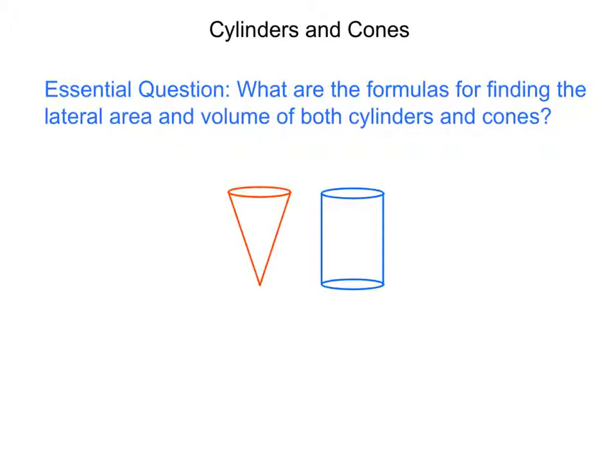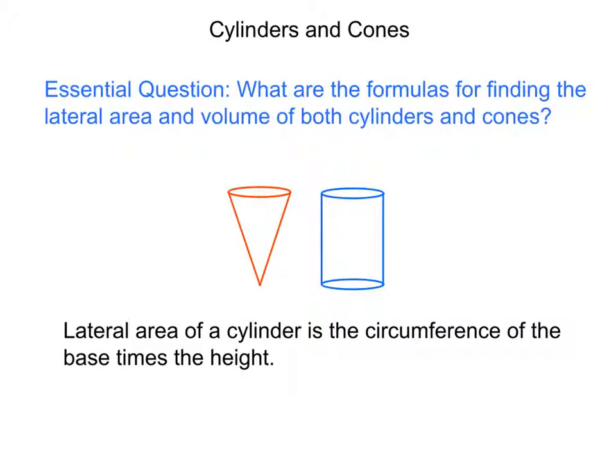If you look at a cylinder and a cone, you'll notice there's a lot of similarity between them and prisms and pyramids. You could think of a cylinder as being a circular prism, and you could think of a cone as being a circular pyramid. As a result, the formulas you're going to find are very similar to what they were for prisms and pyramids.